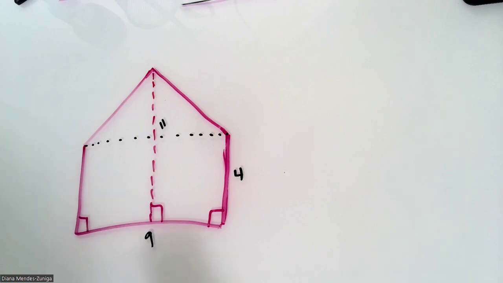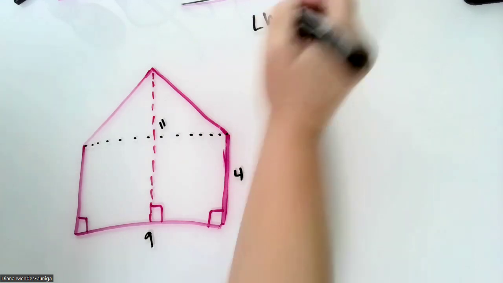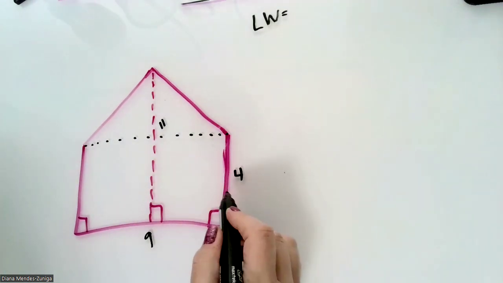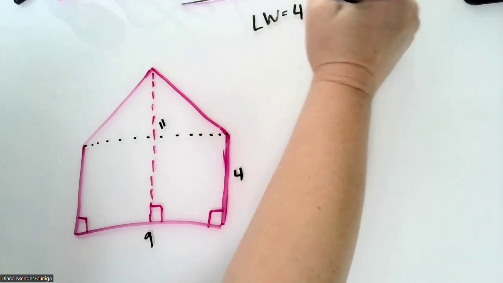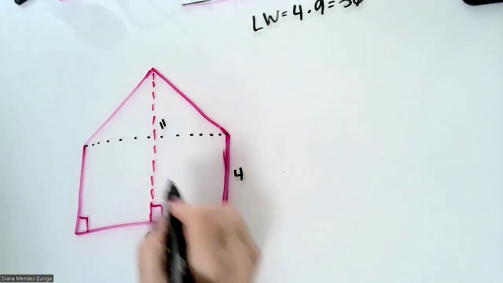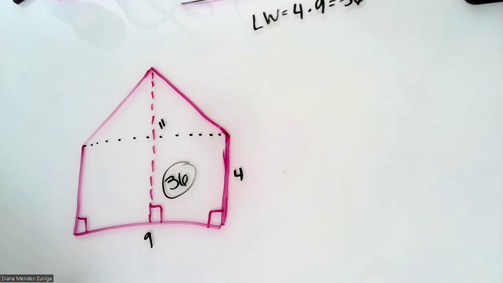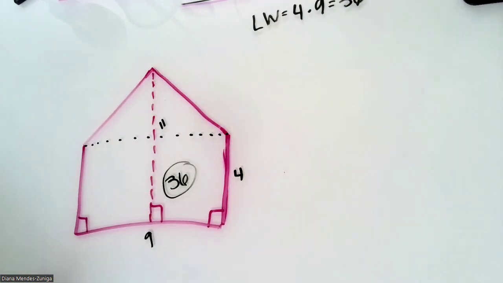So I know that my formula for my rectangle is going to be length times width. Okay, so I have my length and I have my width, however you want to do it. It's going to be 4 times 9. So 4 times 9 is going to give me 36. So I know that this bottom section down here is already my 36. That's the easy part. Now we have this triangle up here that we need to figure.